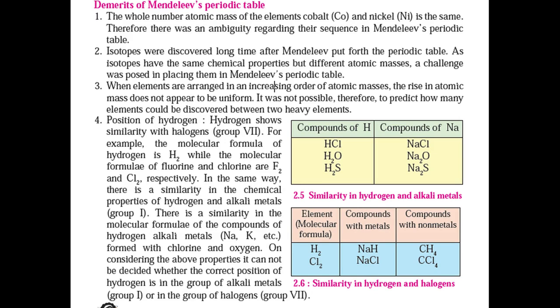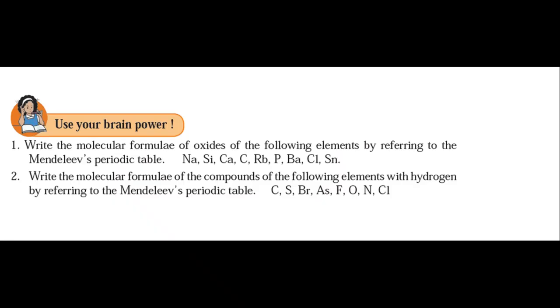It shows the molecules H2 and Cl2 on the left side, and then compounds with metal are sodium hydroxide, sodium chloride, and compounds with non-metals are CH4, that is methane, and CCl4, that is carbon tetrachloride. Now there are a few questions here. Let's go through them. Write the molecular formulae of oxides of the following elements by referring to Mendeleev's periodic table. I'll just read out the answer.